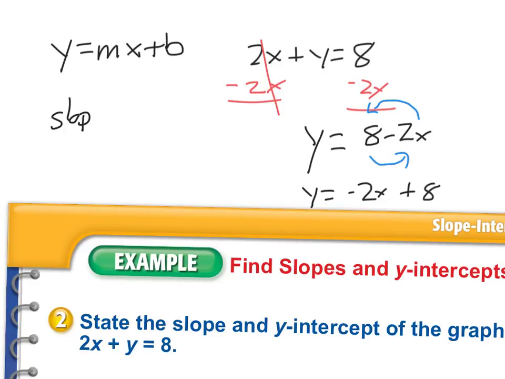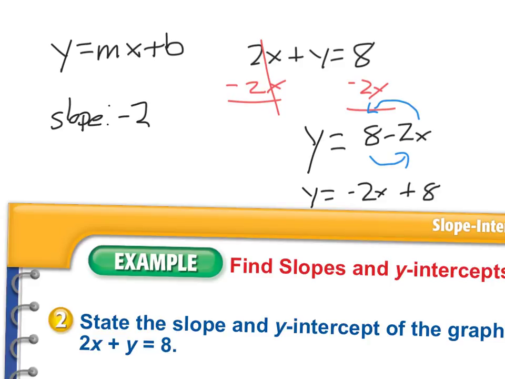So what is the slope? Nope. Be very careful. The slope is -2. The slope comes from the term with the x, but the x is never included in the slope. Slope is always just going to be a number. And that's a common mistake. People do that all the time. Do not put the x in the slope. It is the number multiplied in front of the x.